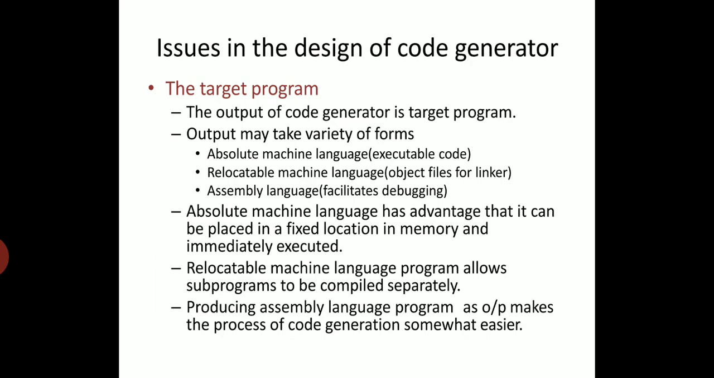Relocatable machine code means the instructions are to be relocated. It will help us to locate the free space available in the memory, and it will help the subprograms to be compiled separately, but linking and loading is to be performed extra when we use relocatable format. In the case of assembly language, it facilitates debugging. It makes the code generation easier, but if it is an assembly language, then you have to convert using an assembler to obtain object code.